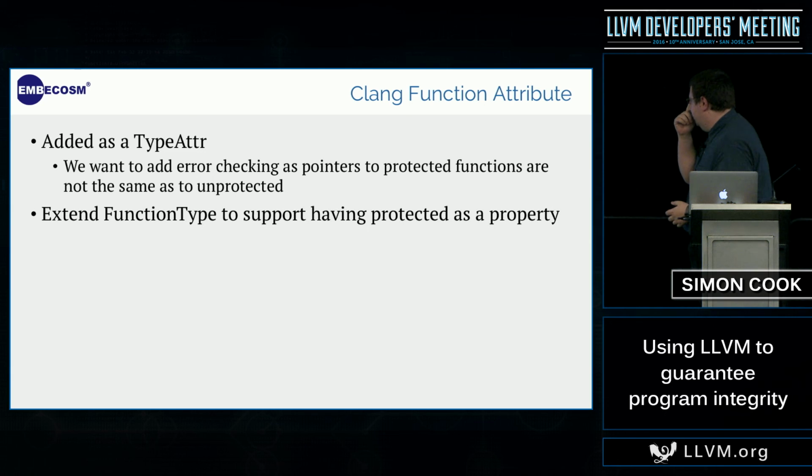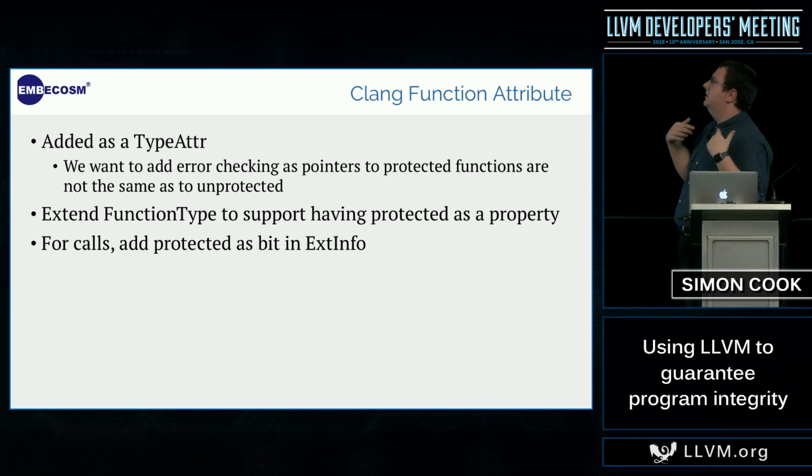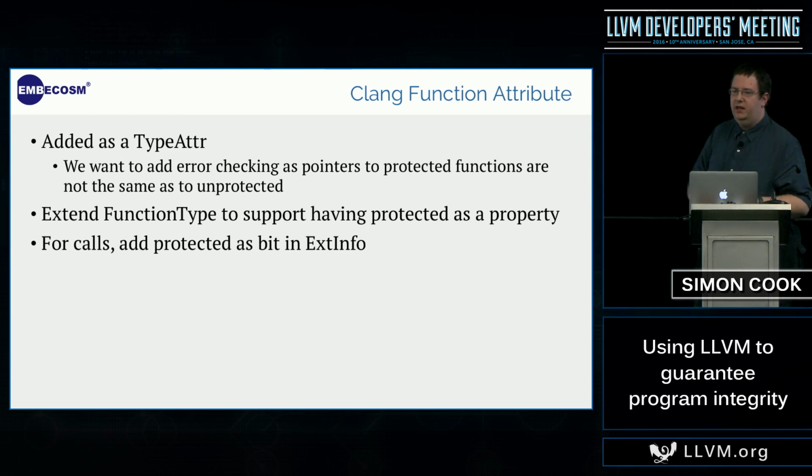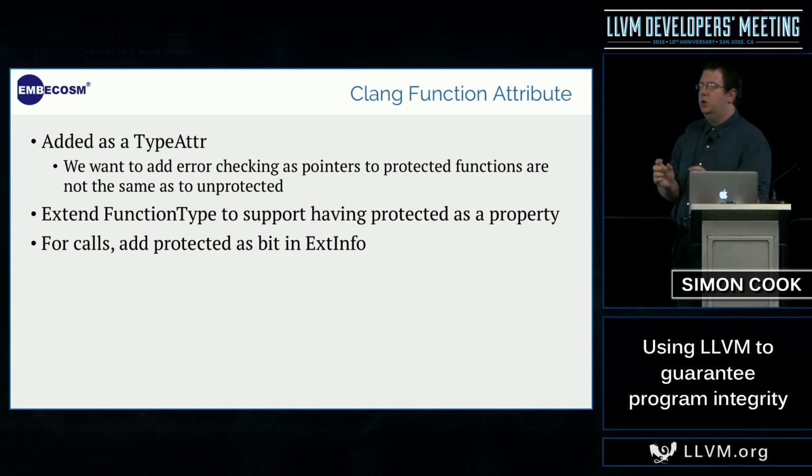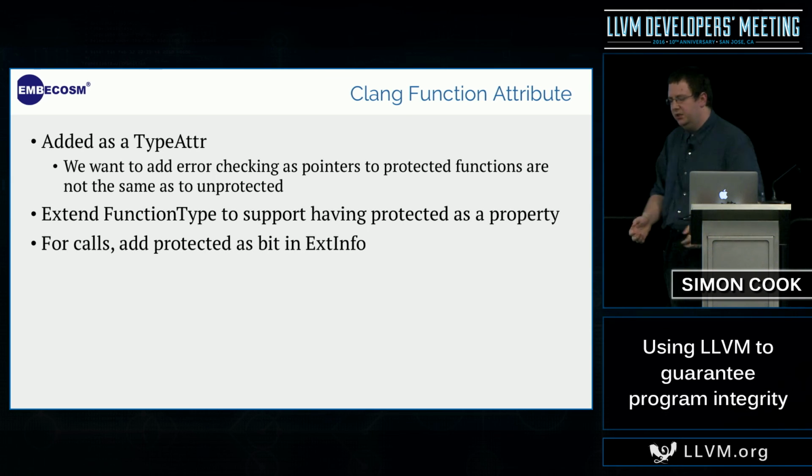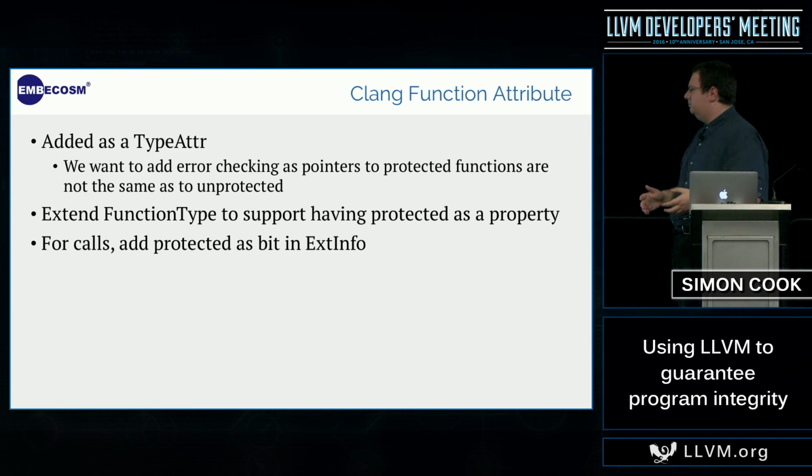More specifically, for calls, we have this ExtInfo, which has the same thing. So we have a bit here that allows the call site to know whether it is calling something secure or not. Now this is helpful if you have a function declared that you haven't yet defined in this compilation unit. When this bit is set, we know whether the function being called is secure or not.